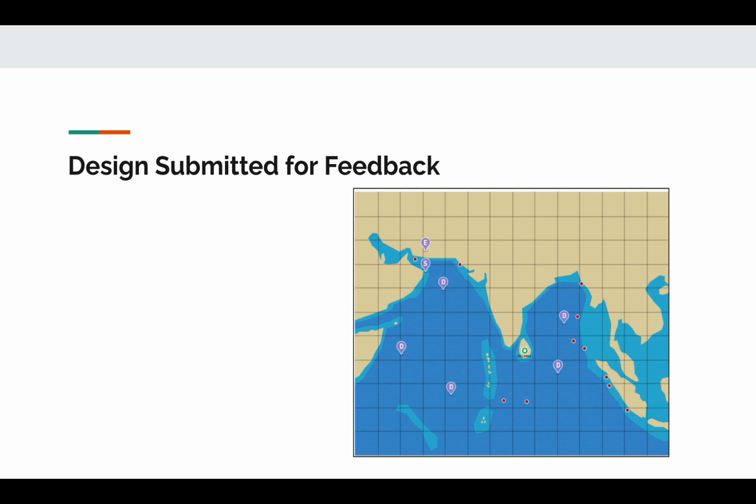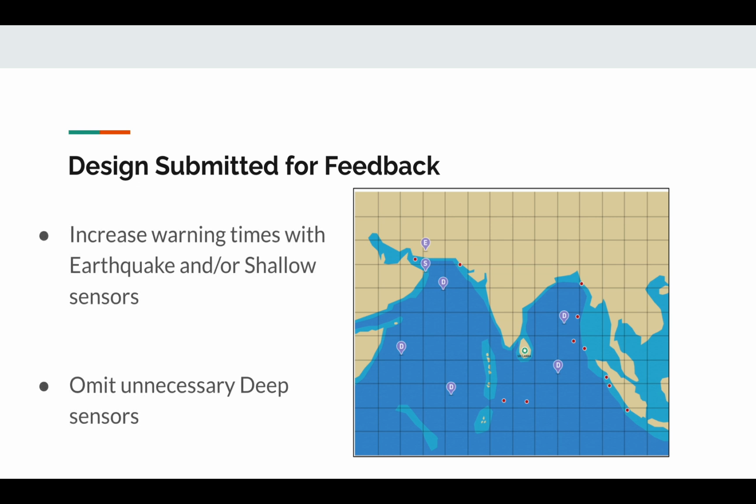You can see on the map that I included 1 earthquake sensor, which I placed on land. I had 1 shallow sensor, and I had, by that time, added 5 deep sensors. Now, the feedback from Hannah, she suggested that I increase my warning times by adding earthquake and/or shallow sensors, that she said I needed more of those. And then she also suggested that I omit any unnecessary deep sensors. So I had to examine the earthquakes, really study those a little bit more closely to find out which ones I was missing or which ones were unnecessary.